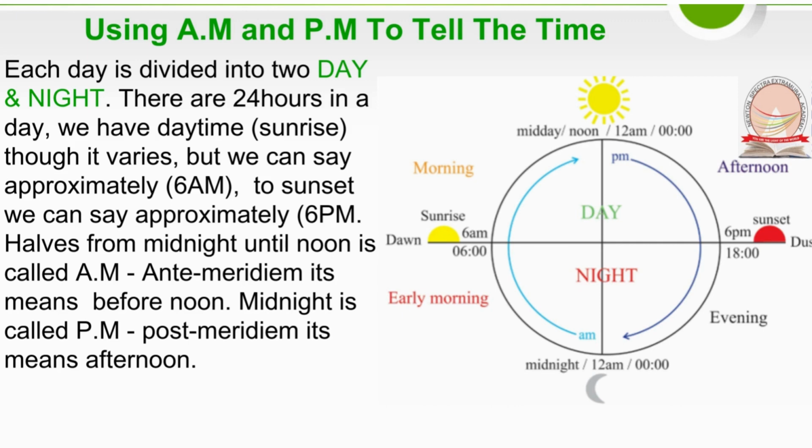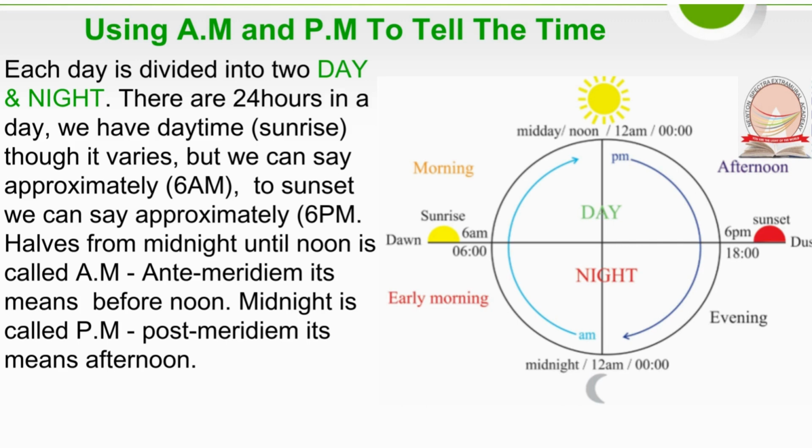Now starting from 6 p.m. to 12 a.m., in other words, we can say from 6 p.m. to 11:59 p.m., this time is regarded as evening.